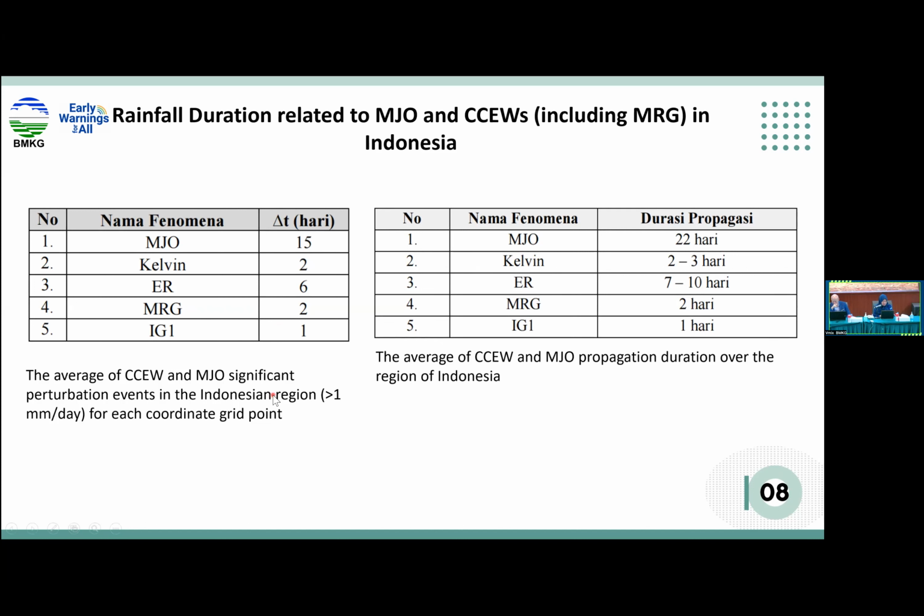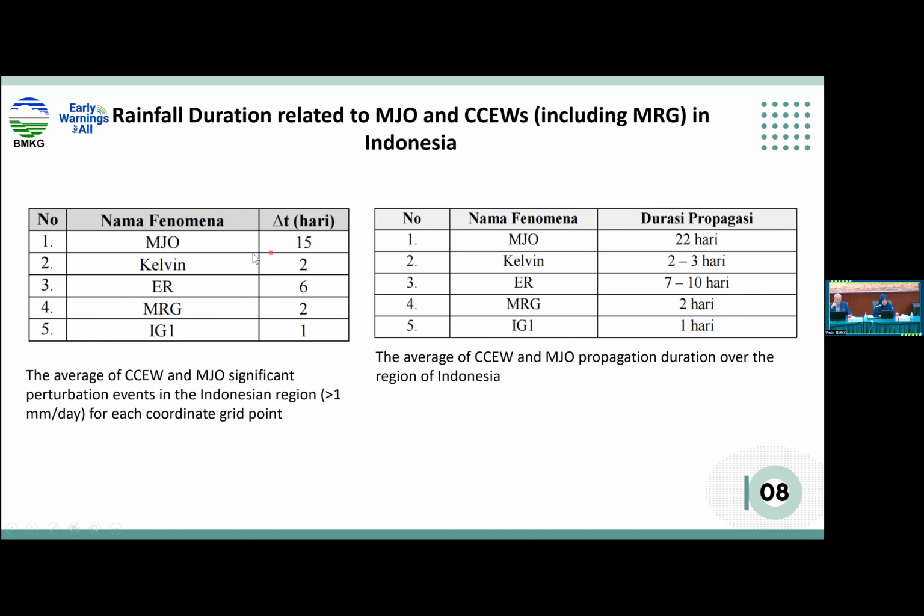And we see in the left table the average of convectively coupled equatorial wave and MJO significant perturbation events in the Indonesia region, with the perturbation more than 1 millimeter per day for each coordinate grid point. So in one coordinate, it can mean one location in Indonesia. And the right table is the average of CCEW and MJO propagation duration over the region of Indonesia. It can mean the propagation time from the western part of Indonesia until the eastern part, vice versa.